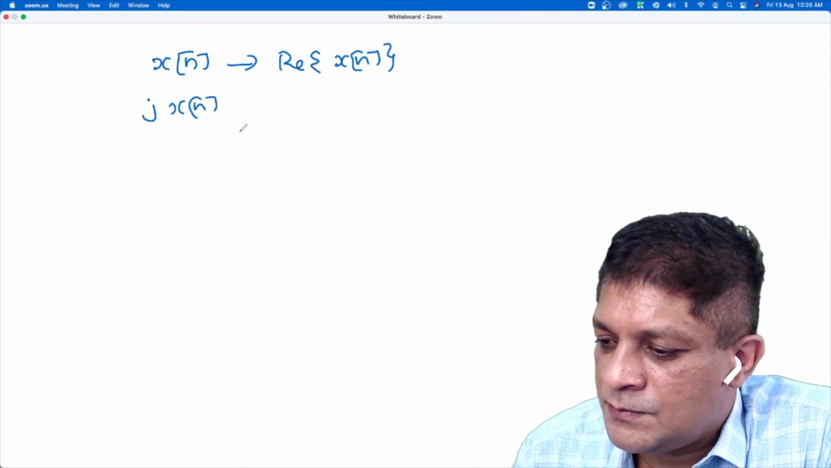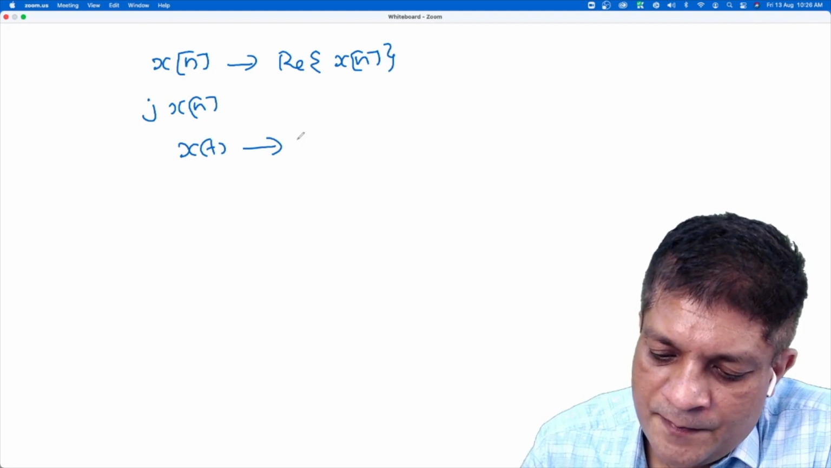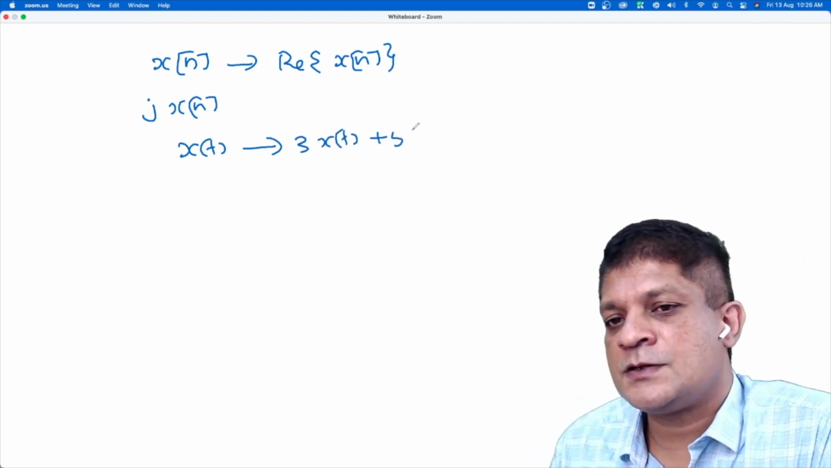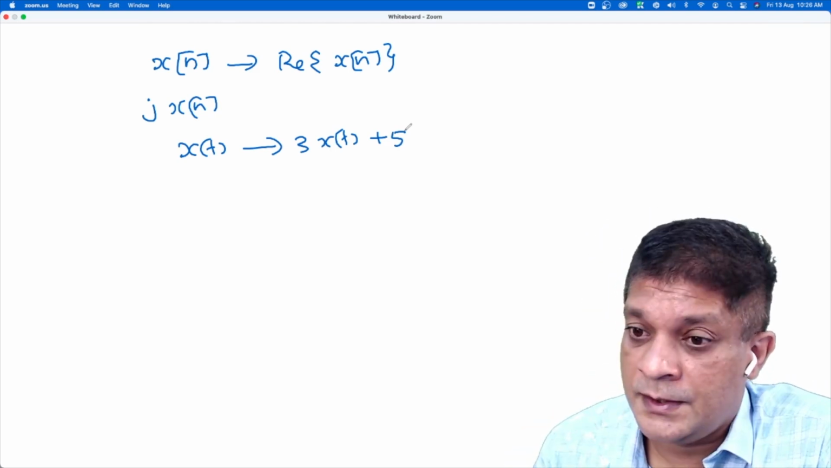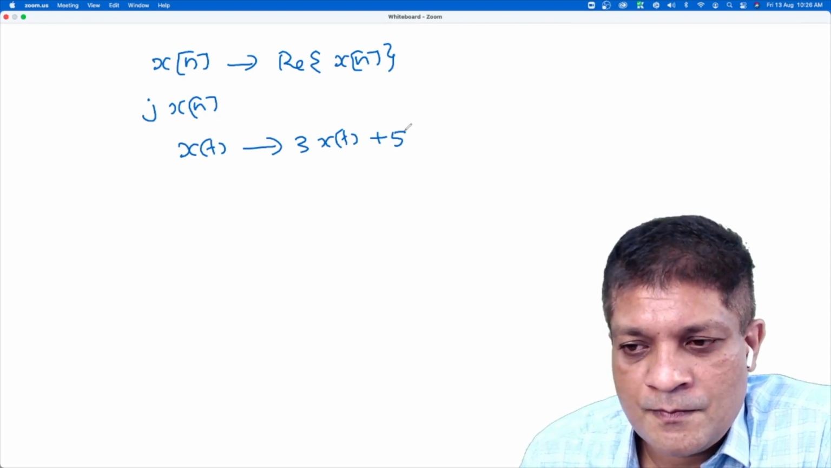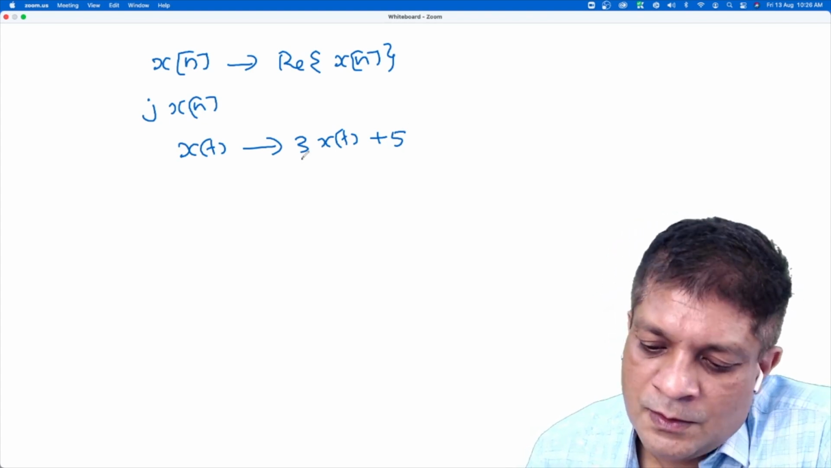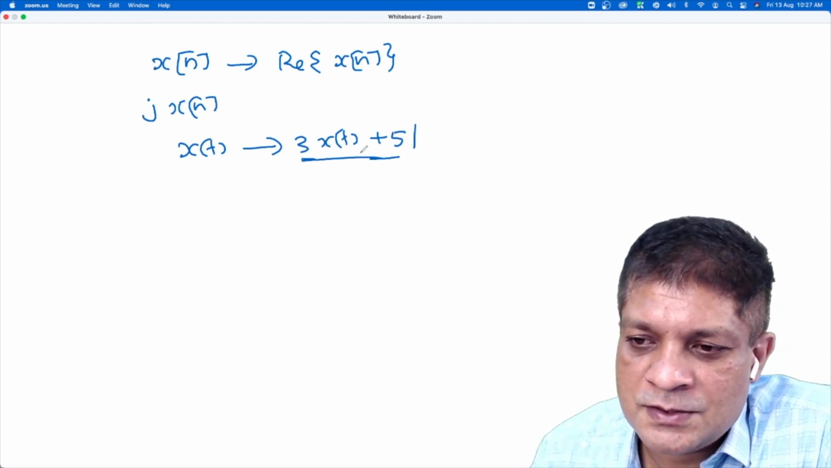Okay, just one more example. x(t) to, let's say, 3x(t) plus 5. Is it a linear system? No, sir. Is it additive? No. Is it homogeneous? No. Okay, so this one, even though it is a linear equation, it is not a linear system.